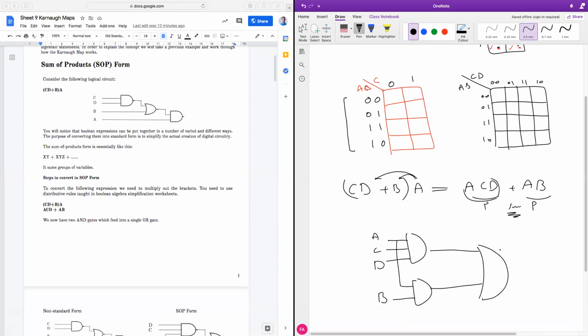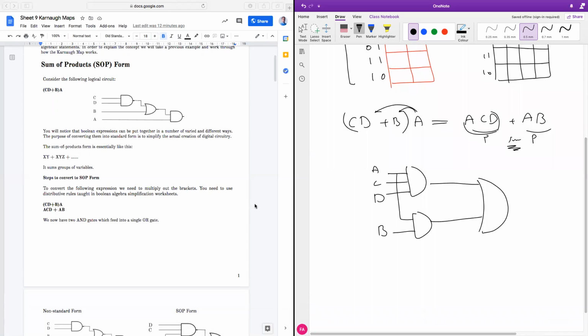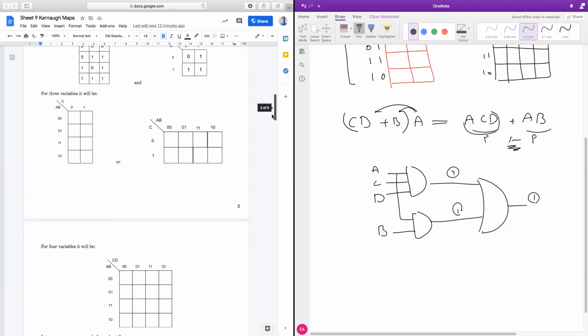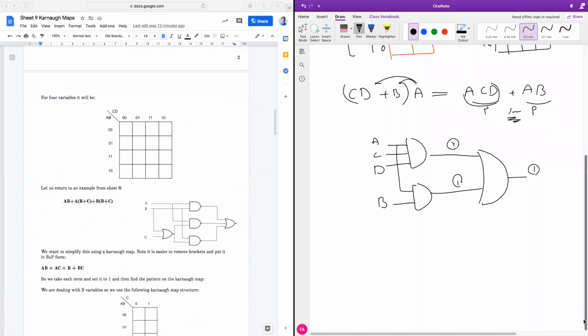Why is it important to use this method? Because in K-map, we are looking for ones. If you're looking for ones, it means that when at least one of these inputs is 1, the output is 1. So that makes life very easy for us. Let me give you an example and show you how it works. There you go. This is the circuit that we have. So what is this circuit?